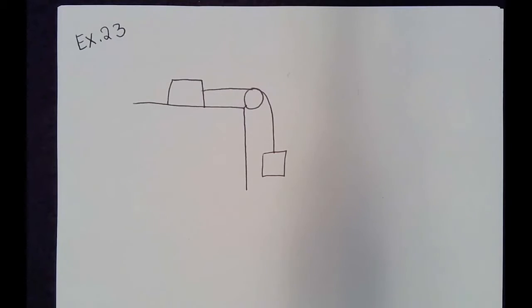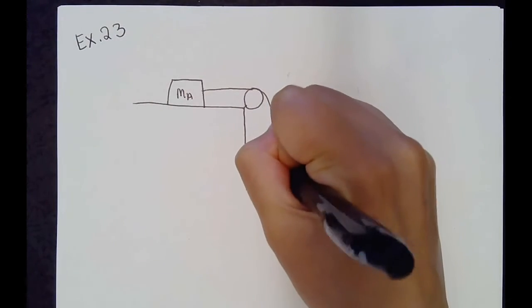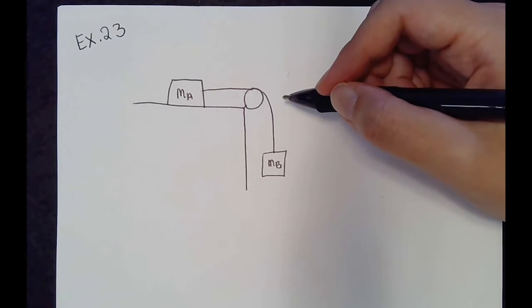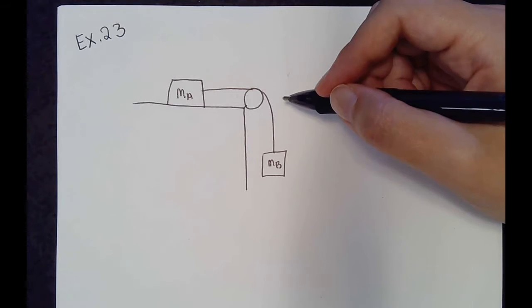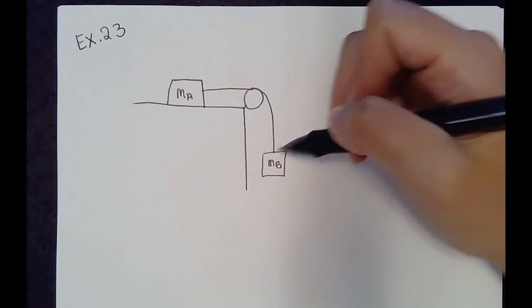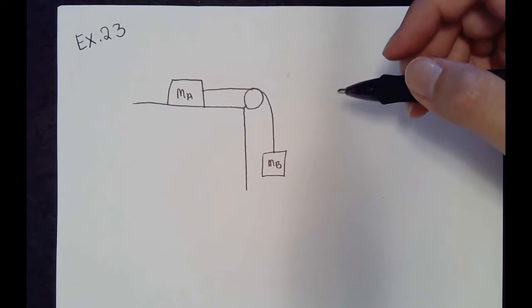All right, let's look at the free body diagram for this system here. We have mass A and mass B connected over this massless frictionless pulley. This approximation of a massless frictionless pulley means that the tension is the same on either side of the pulley. And it is a good approximation for light pulleys that can spin fairly easily.